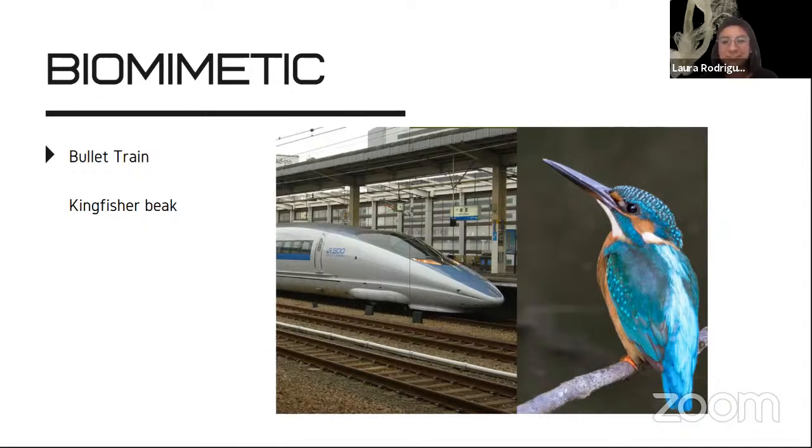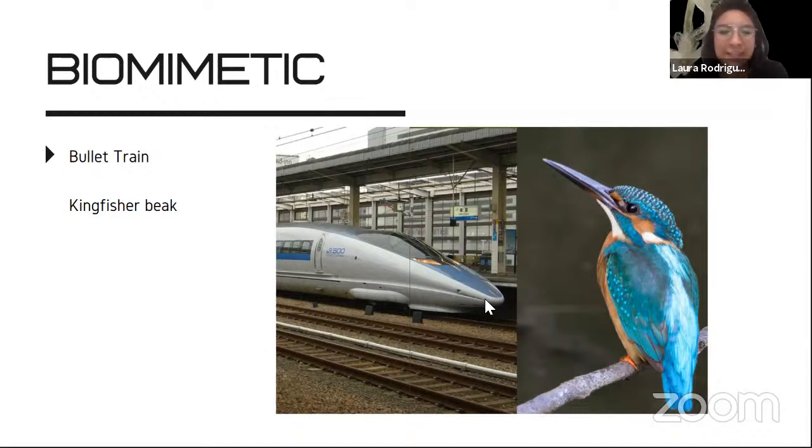And they have a secret weapon. The secret weapon was that the leader of the engineer team was a bird watcher. And he was fascinated by birds and realized that when the kingfisher bird was trying to take fishes from the lake, for example, it didn't make waves in the water. So the beak of the bird does not disturb the environment around. And water makes waves and air moves as waves.